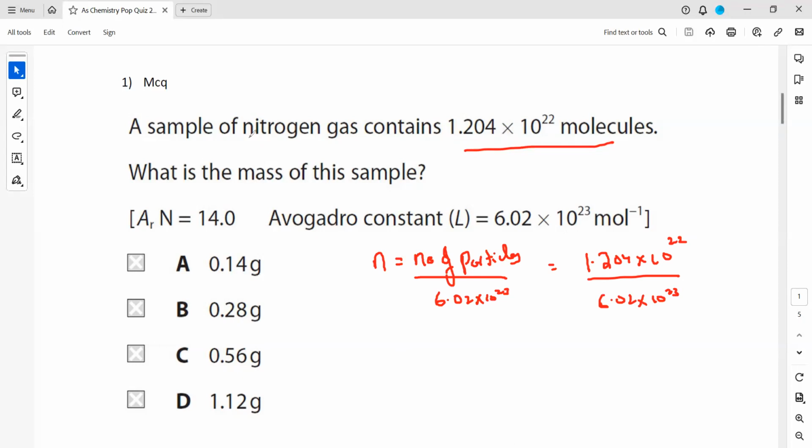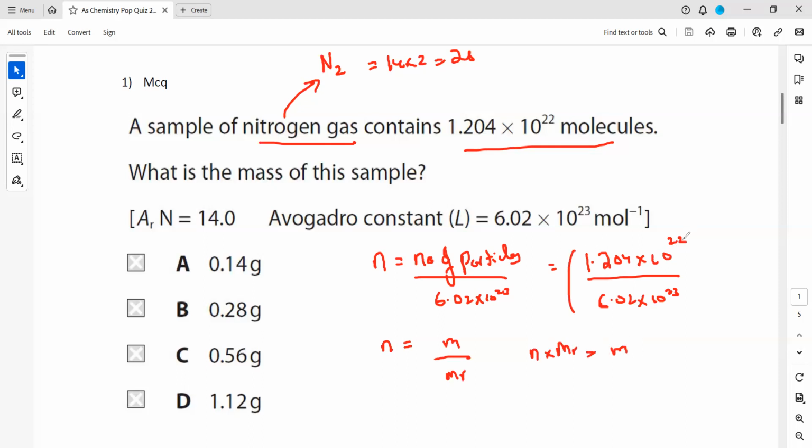And how to work out the mass? Because it's a nitrogen gas, what is the mass of nitrogen gas? Nitrogen exists as a diatomic molecule, so the molar mass will be 14 multiplied by 2, which equals 28. Then moles equal mass in gram over molar mass. If we need the mass in gram, then moles multiplied by molar mass equals mass in gram.